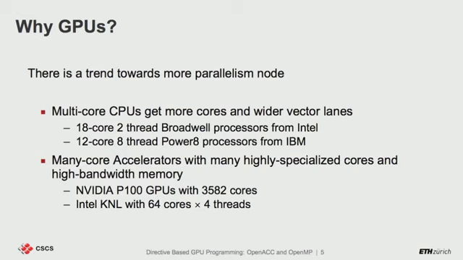And not only that, we have multiple thread contexts. For example, Broadwell is an 18-core processor with 2 threads per core. And the POWER processor from IBM has 12 cores by 8 threads, which makes it 96 hardware threads, basically CPUs.